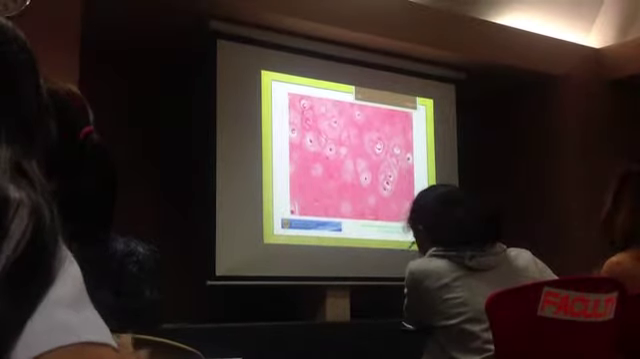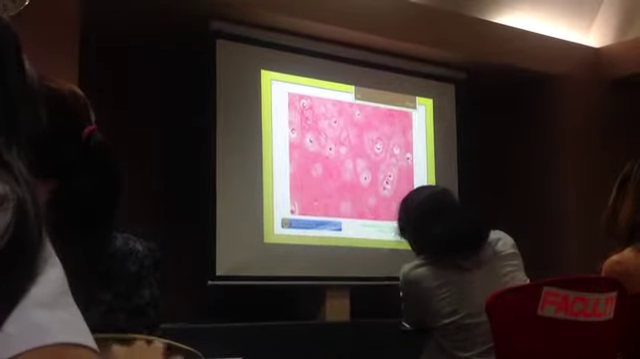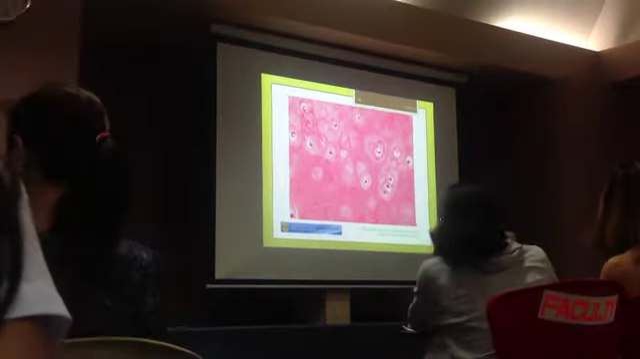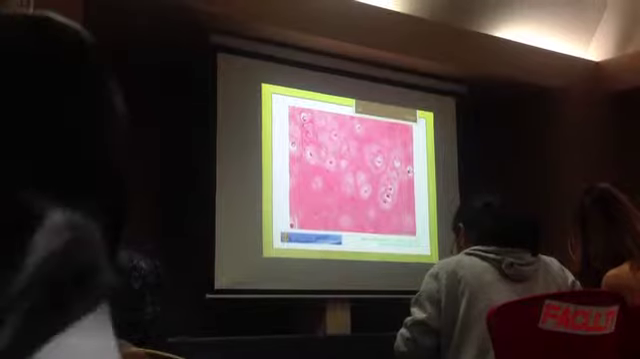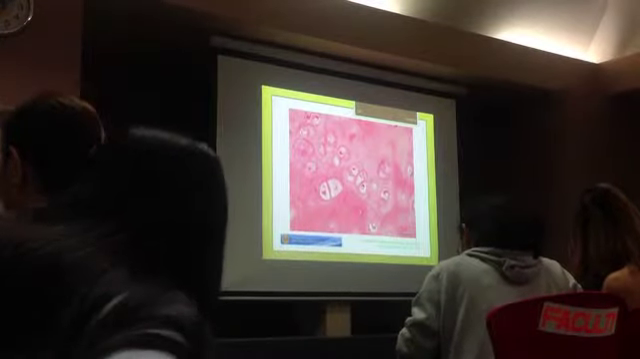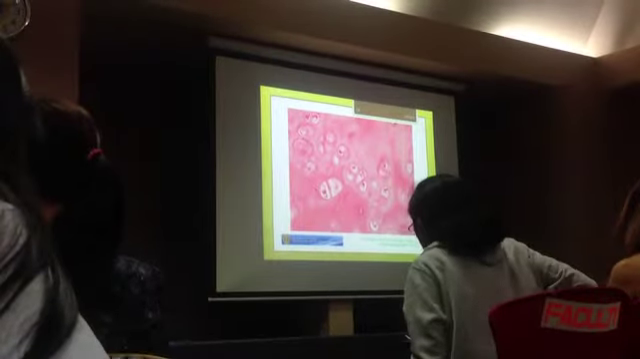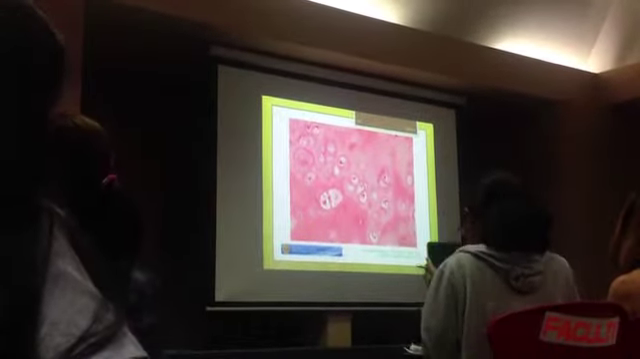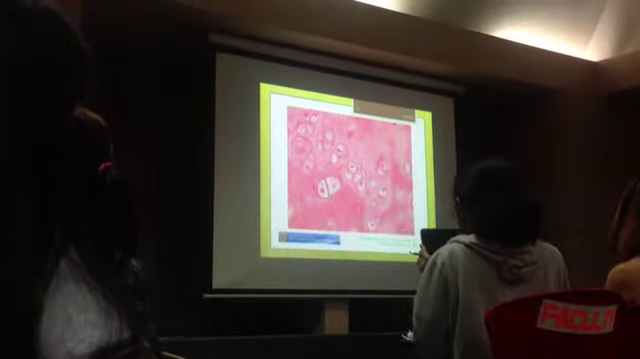Identify the pointed space: lacuna. Like these two, these are not an isogenous group of cells because you have the extraterritorial matrix in between them.